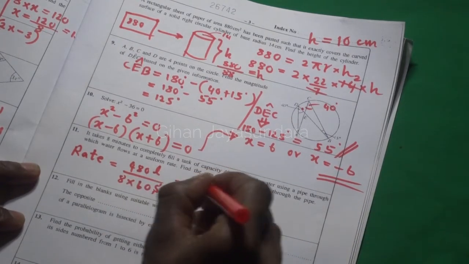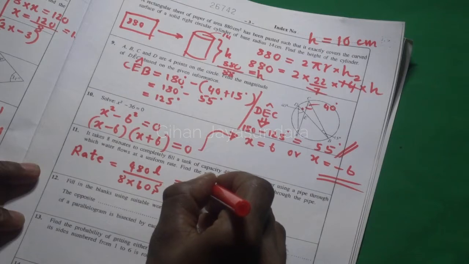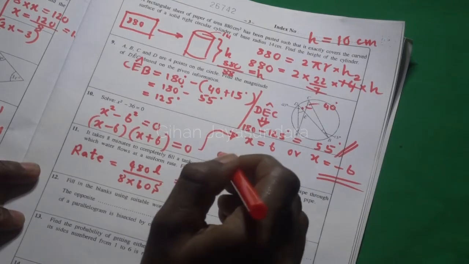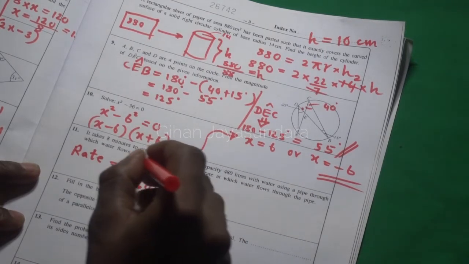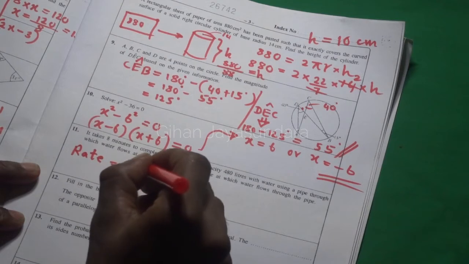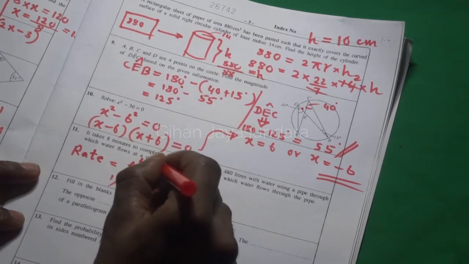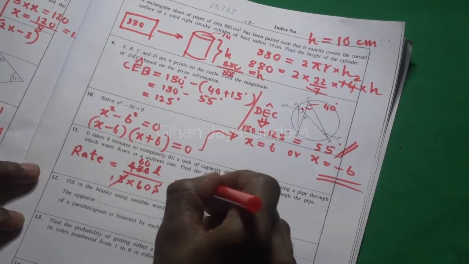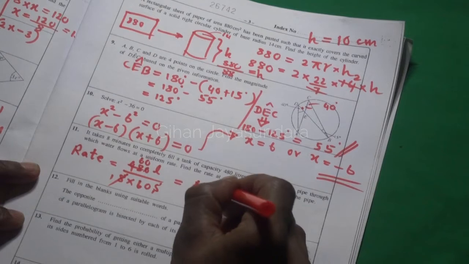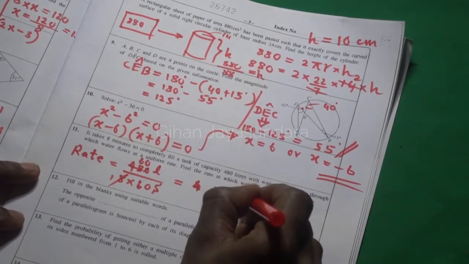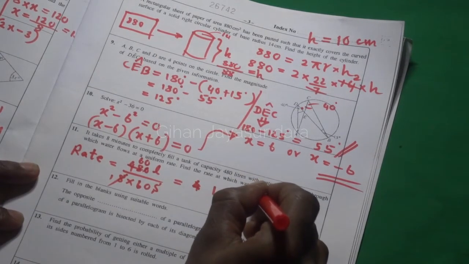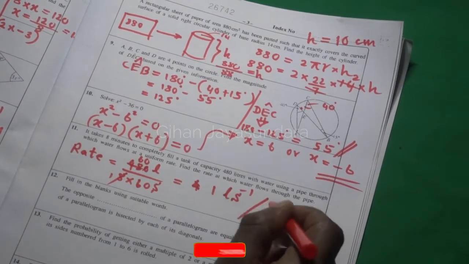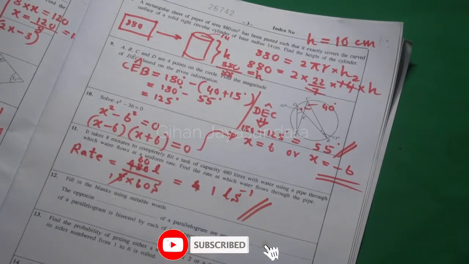Alright, so that is 480 over 8 times 60. 60 over 60, so that is 1. So 1 liter for 1 second. Okay. 12th one.